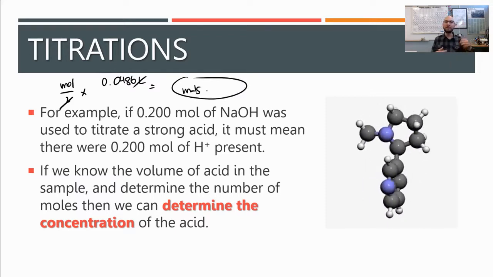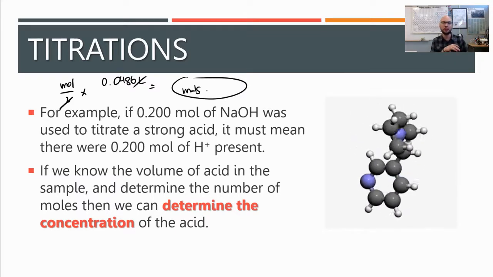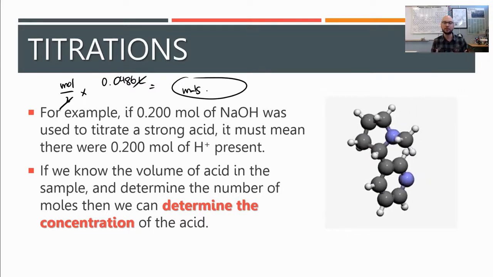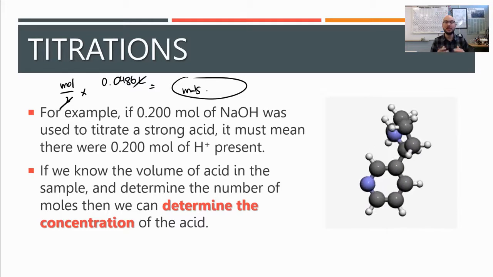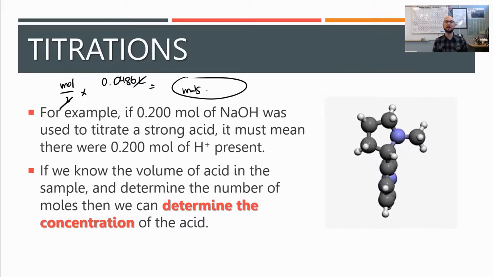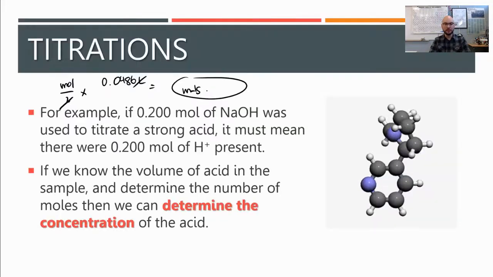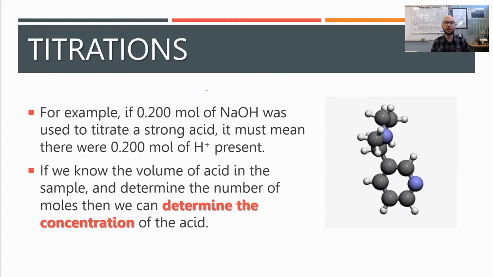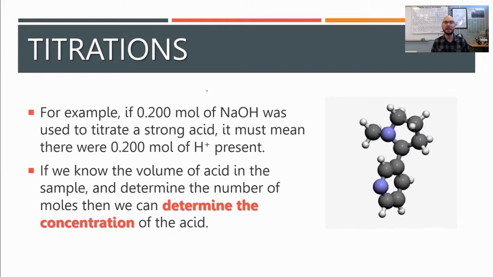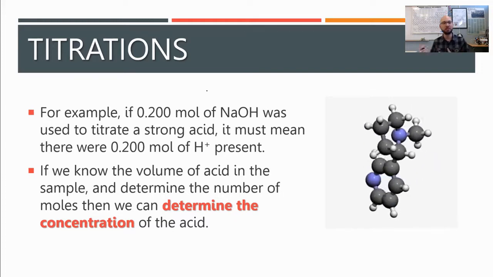So if we have a known concentration of our base and a volume of that base, which we use the burette that standard solution is in, we can figure out how many moles of acid were there. For example, if 0.2 moles of sodium hydroxide was used to titrate a strong acid, it must mean that there's 0.2 moles of H plus present.